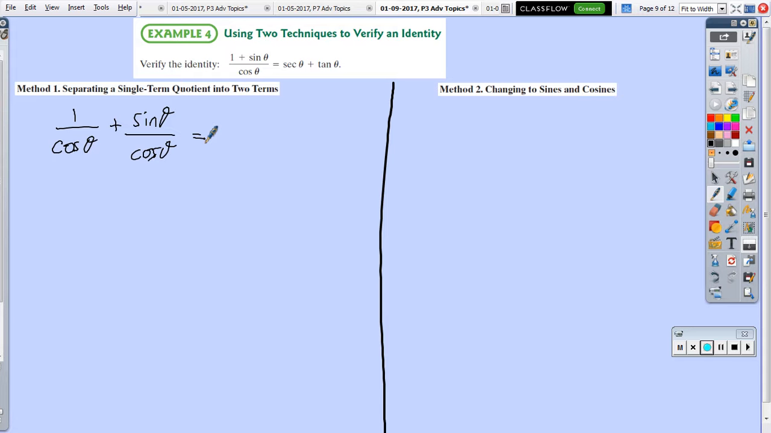Now if you look at the right-hand side, you say, wait a second, I know that 1 over cosine of theta is secant of theta, so that's worth changing. And I recognize sine theta over cosine theta is tangent theta, so I'm pretty much done here. If I do one at a time, secant of theta plus sine of theta over cosine of theta is equal to the right-hand side. And finally, this here is a quotient identity.